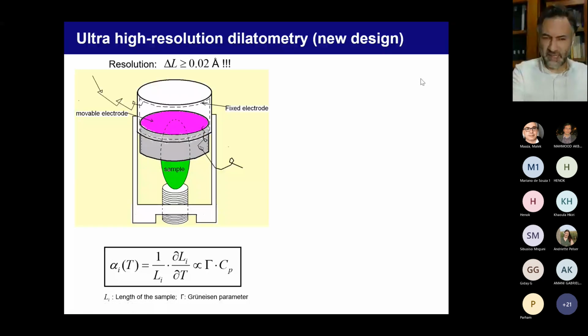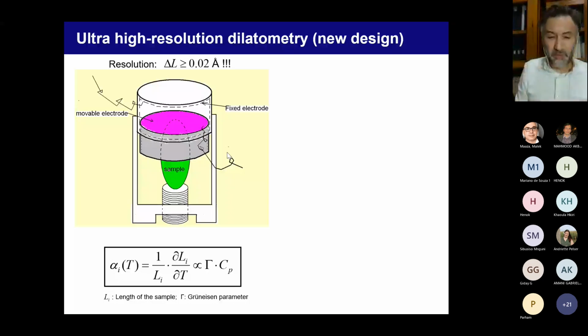We have a fixed electrode, as indicated here in the figure. We have a movable electrode, and the sample is linked, actually assembled, to this movable electrode, as indicated here in the figure. We use, of course, a 4-point probe method to avoid spurious contributions to the capacitance.